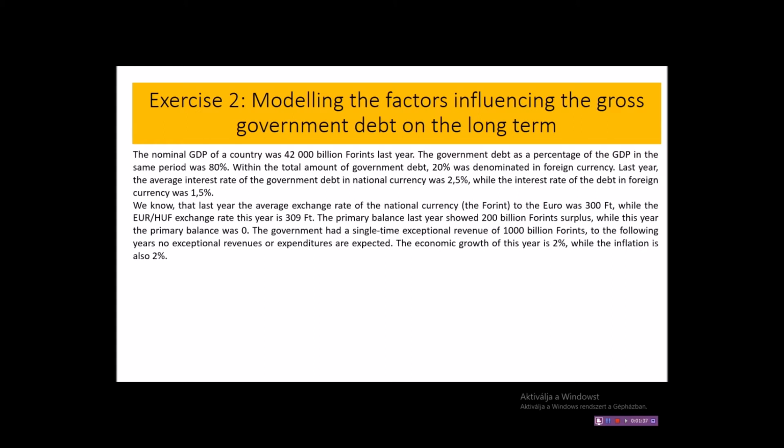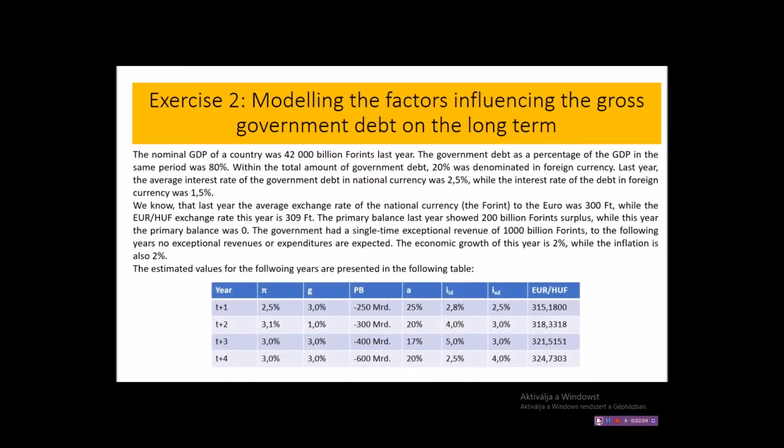The primary balance last year showed a 200 billion forint surplus, while this year the primary balance was 0 forint. The government had a single-time exceptional revenue of 1,000 billion forint. In the following years, no exceptional revenues or expenditures are expected. The economic growth of this year is 2%, while the inflation is also 2%. Furthermore, we also have a table where you can see the estimated values for the next years.